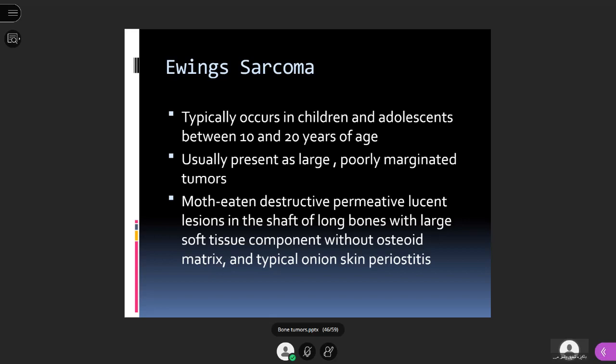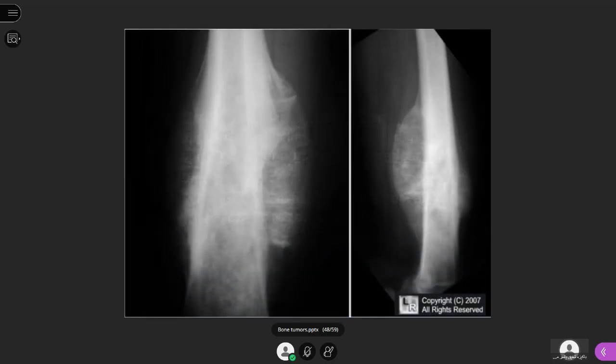Okay, Ewing sarcoma. Ewing sarcoma is typically seen in children between 10 to 20 years of age. Usually it's a large tumor. Large tumor with destructive pattern. It's a destructive tumor, soft tissue component is there, and the periosteal reaction is typically onion peel type of periosteal reaction, which is multi-layered periosteal reaction like this, or the periosteal reaction can be sunburst. Sometimes the Codman's triangle, they are also visible.